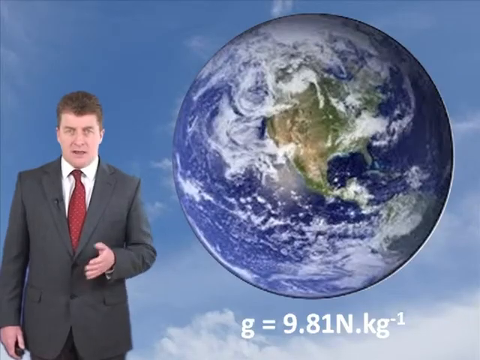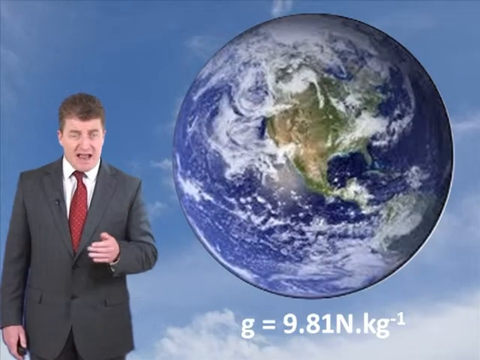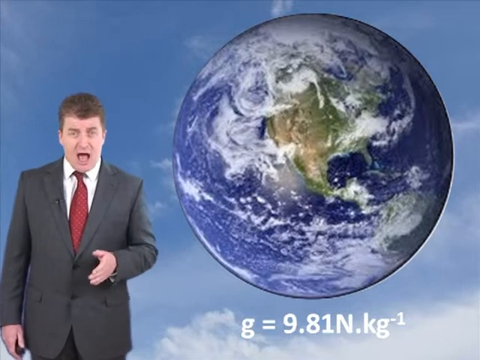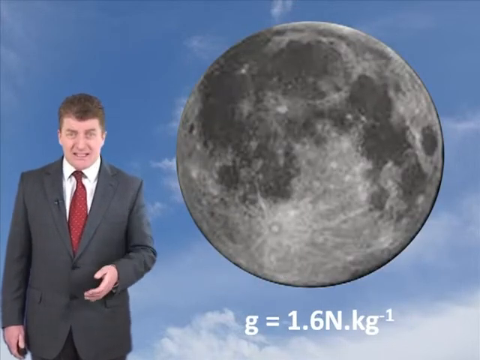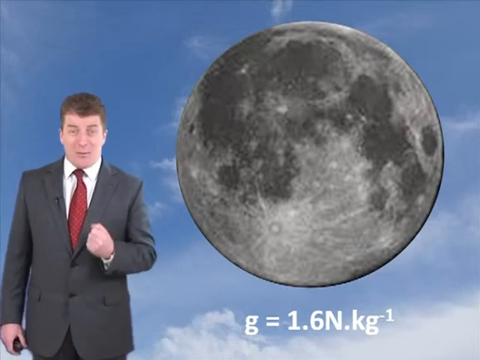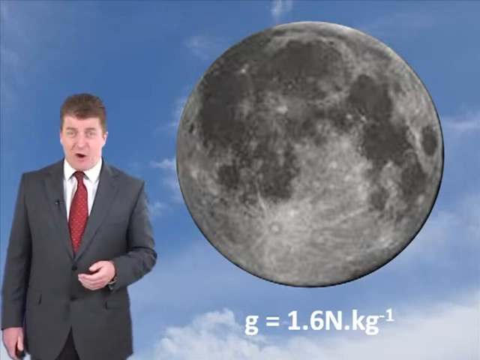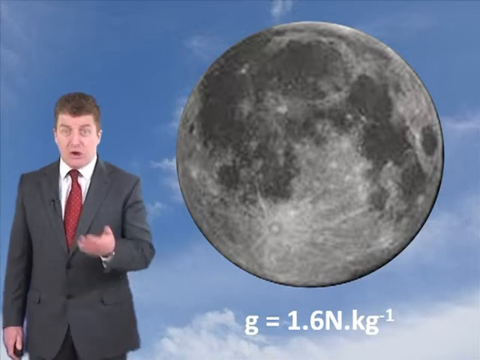So do you understand the difference between mass and weight? Mass is constant and weight is the force acting on that mass, and it depends on the gravitational forces. Now, the force due to gravity on Earth is 9.81 newtons per kilogram, and on the moon it's 1.6 newtons per kilogram. That's why a man can easily jump on the moon, because in effect their weight has been reduced by 84%. That's why if you go on the moon, they can jump so far.